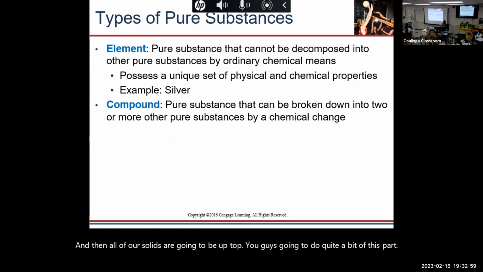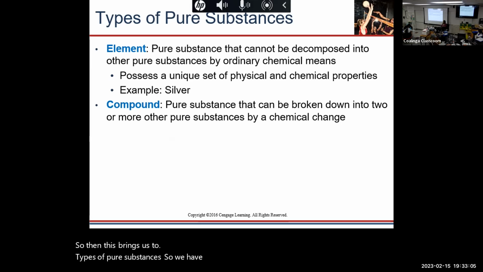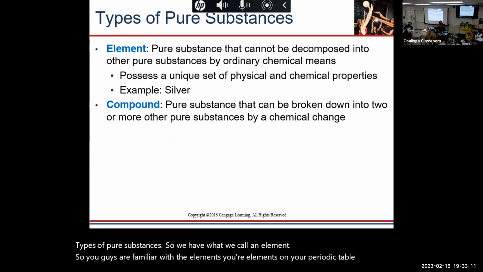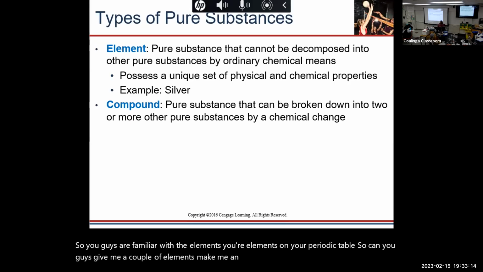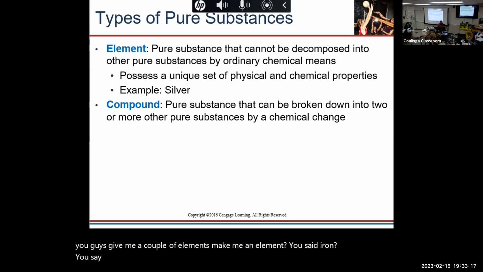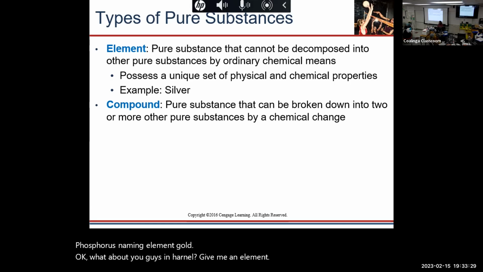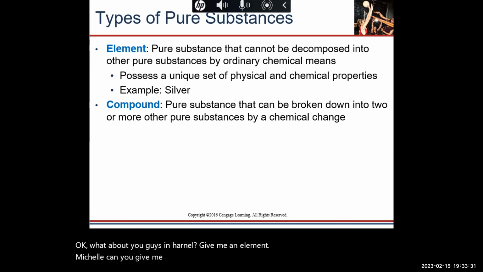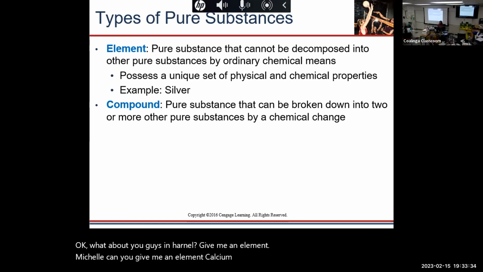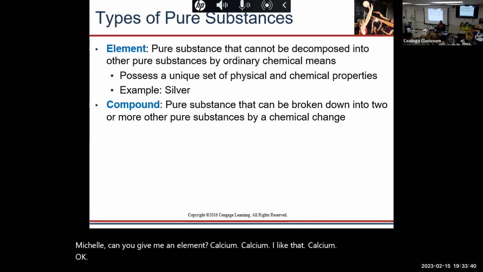This brings us to types of pure substances. We have what we call an element. You guys are familiar with the elements, which are in your periodic table. Can you name me a couple of elements? Iron. Phosphorus. Gold. Calcium. Oxygen. Okay, so we're familiar with what elements are.